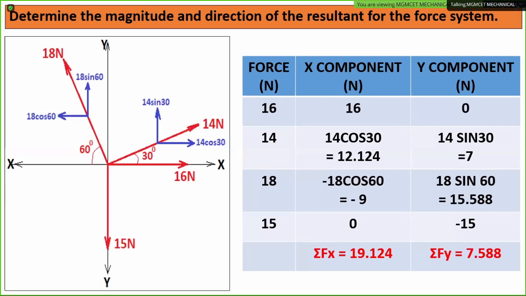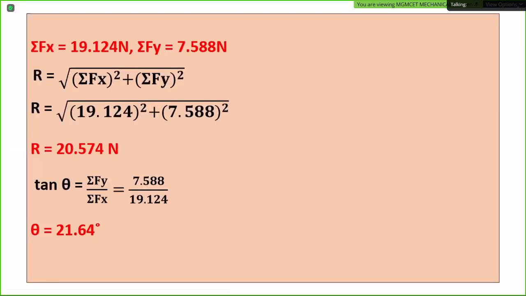Then after getting the summation of Fx and summation of Fy, the answer we got is: algebraic sum of all x components is 19.124 Newton, and summation of Fy is equal to 7.588 Newton. Now simply get the formula, substitute the values, get the answer. The resultant formula is R equals the square root of summation of Fx squared plus summation of Fy squared. After substituting the values, I am getting the resultant as 20.574 Newton. Next is the angle of the resultant, because the resultant is a force, which is a vector quantity.